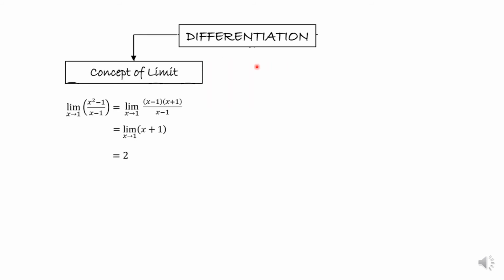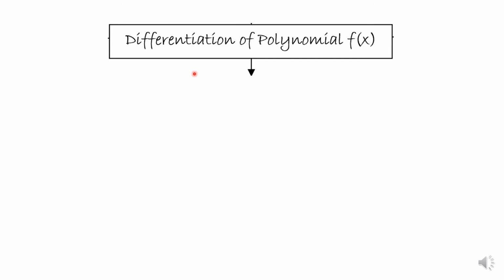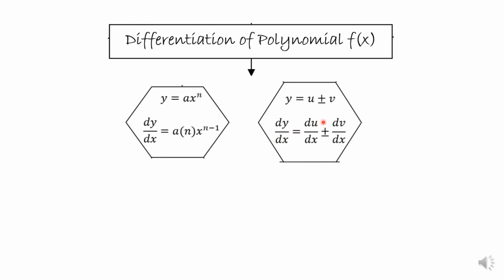Chapter 9, Differentiation. First, concept of limit. Secondly, differentiation by first principle. Differentiation of polynomial function. Differentiation of function using formula. Differentiating function comprising addition or subtraction of algebraic terms.